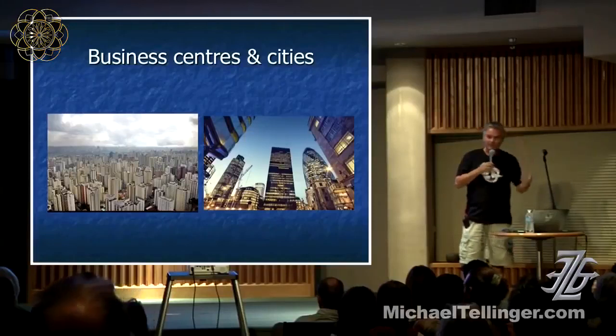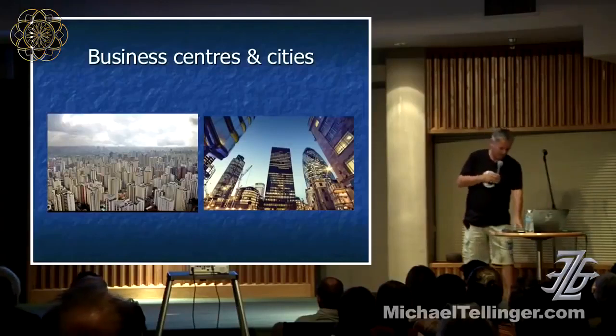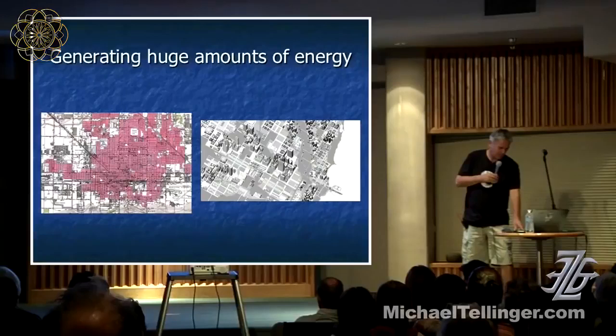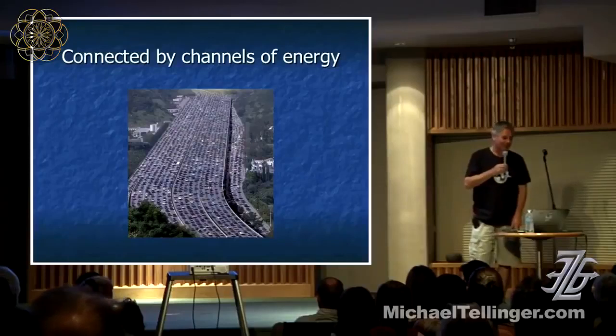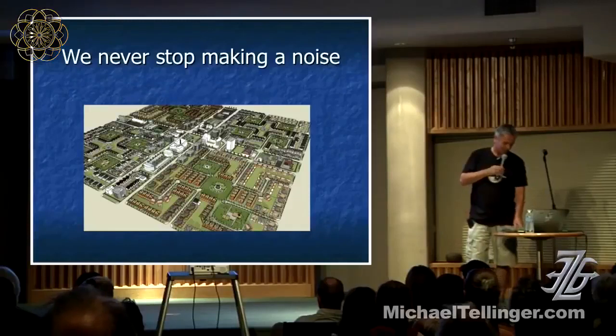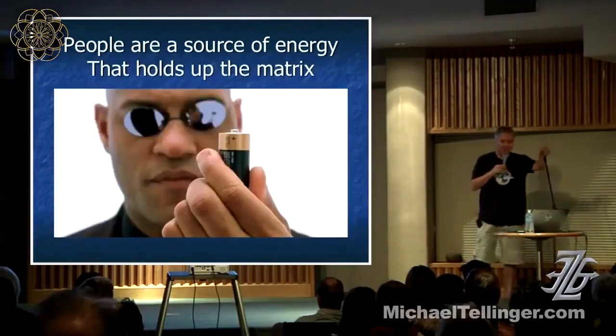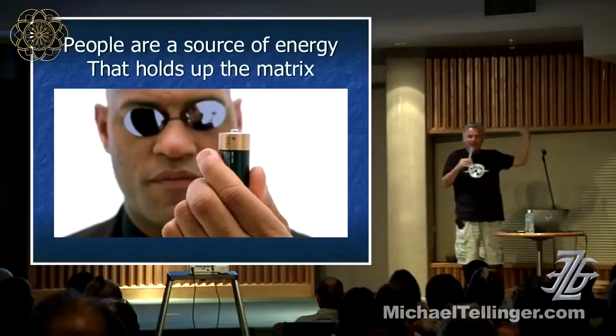Somehow nothing has changed. We seem to continue putting all this energy in. The city grids are like giant circuit boards, generating huge amounts of noise, huge amounts of energy, and strangely enough, all being connected by these channels called highways that never stop making a noise, just like the stone circles. We never stop making a noise. And now I understand what Morpheus meant when he said that people are the source of energy. It makes a whole different kind of sense to me now. For whom and why, I don't quite know. But it seems that we're the energy source that keeps this matrix or this energy field around our planet up in the sky.